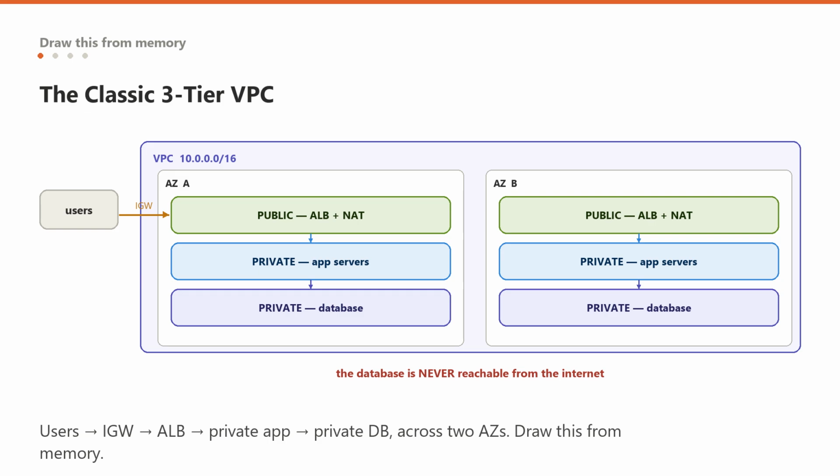The flow is this: a user's request comes from the internet through the internet gateway to the load balancer in the public subnet. The load balancer forwards it to an application server in a private subnet. That app server queries the database in its private subnet, and when the app server needs to reach out to the internet, it goes via the NAT gateway. The database is never ever reachable from the internet. If you can draw this diagram and explain each arrow, you could answer almost any AWS networking question.